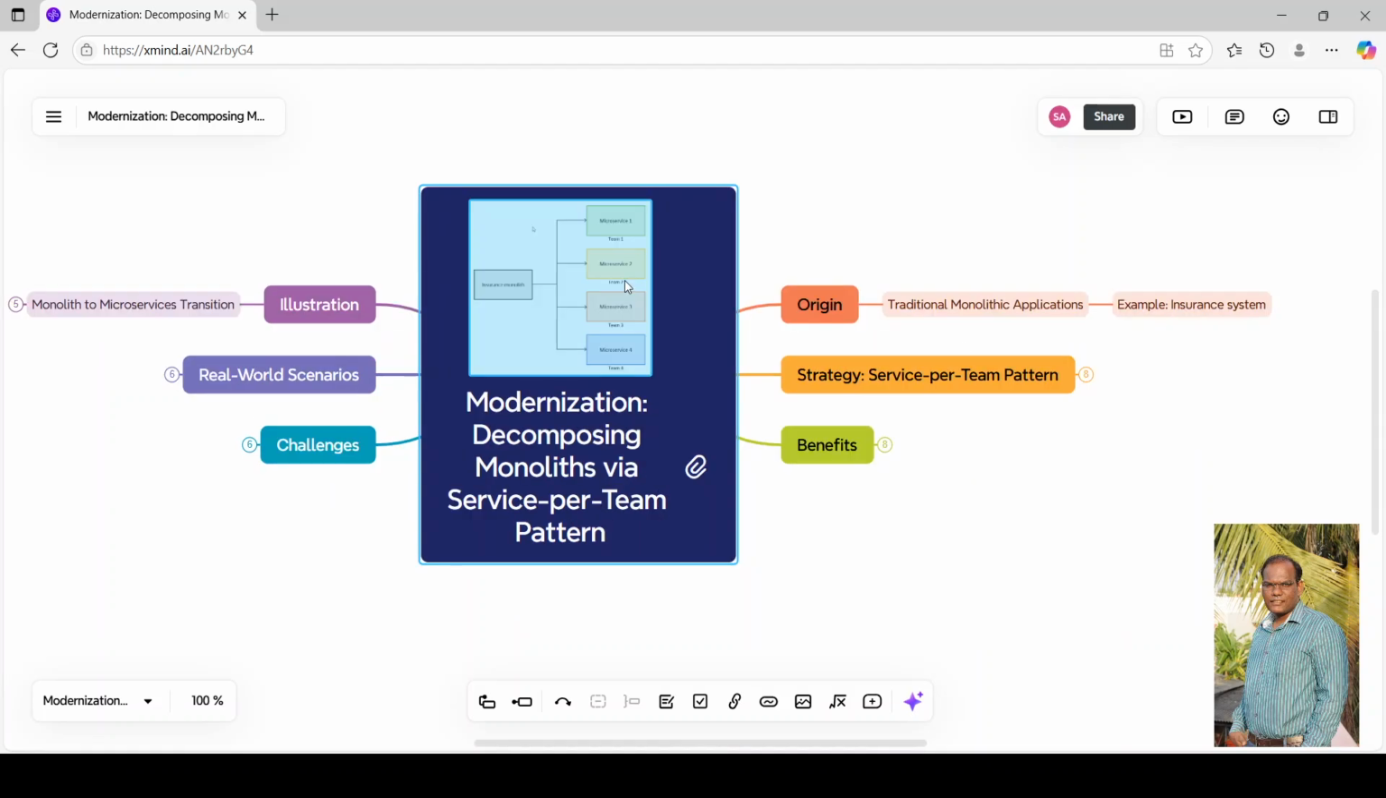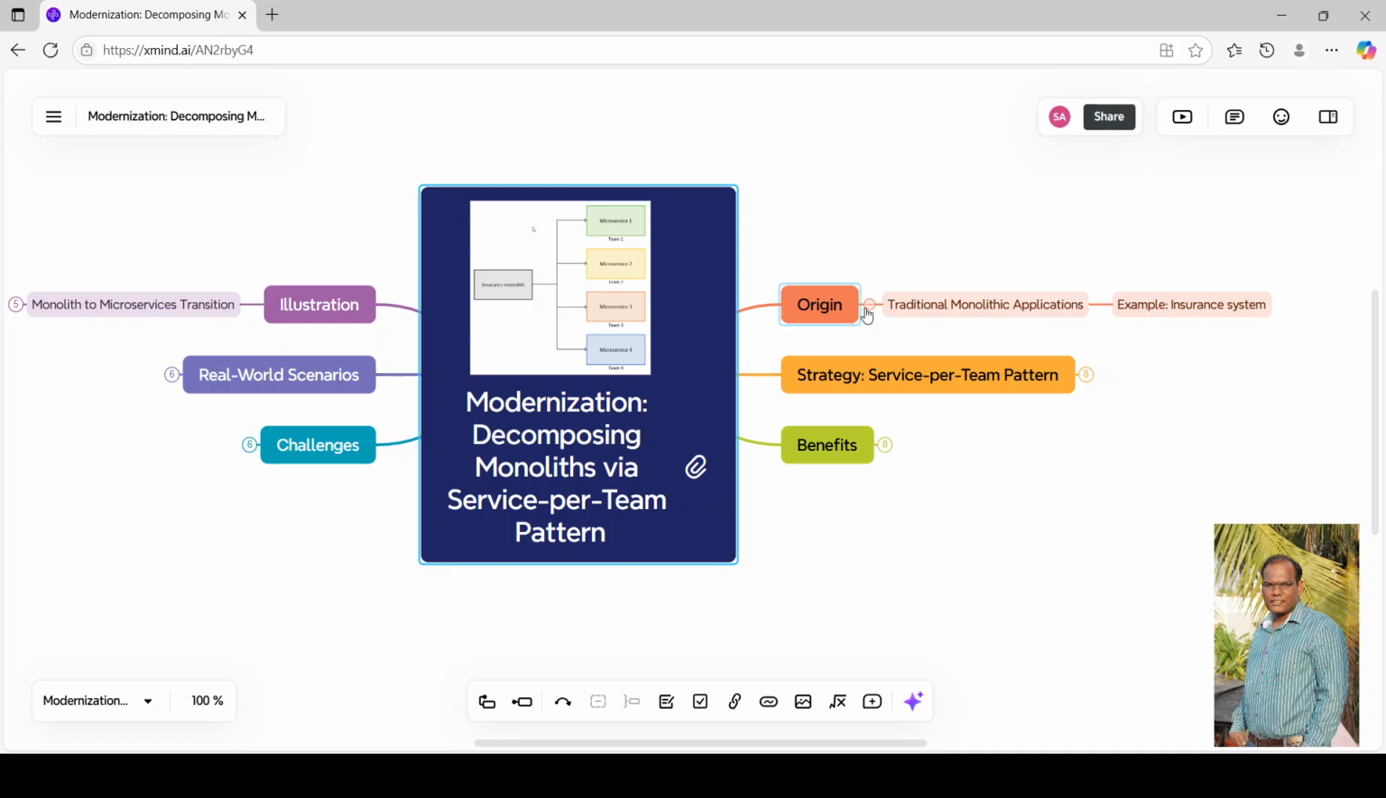So let's start this discussion by talking about what is monolithic. Imagine a traditional insurance application which has a giant code base, slow release cycles, and fragile dependencies. That's your monolithic, right? A small change there would be risky. Deployments become scary. But with the service per team approach, we split the system into independent services, each owned by a dedicated team.